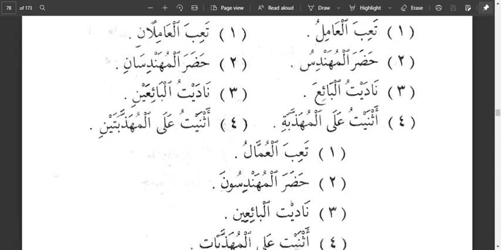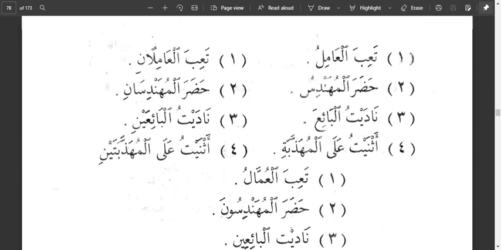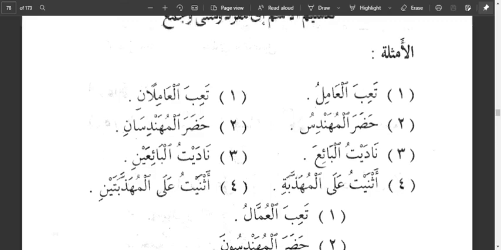Just like the types, we have three sections of examples, one denoting mufrad, then one for musanna, and then the last one for jam'u. So we have the first example for the mufrad, ta'iba al-amilu. The worker became tired. The worker became tired.